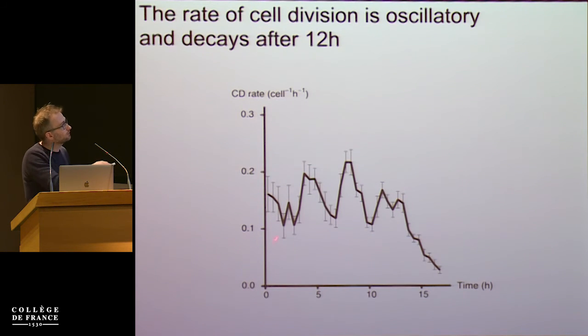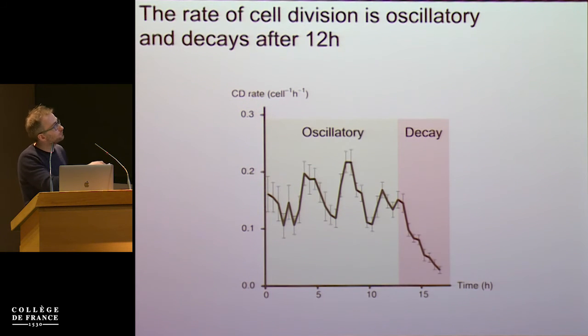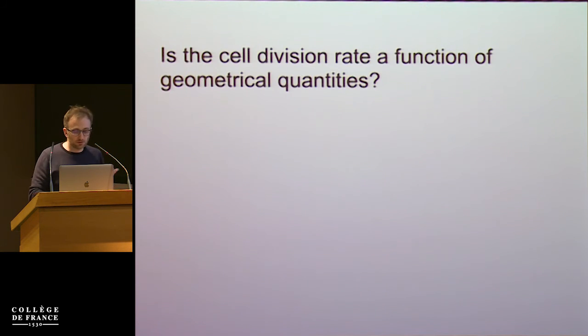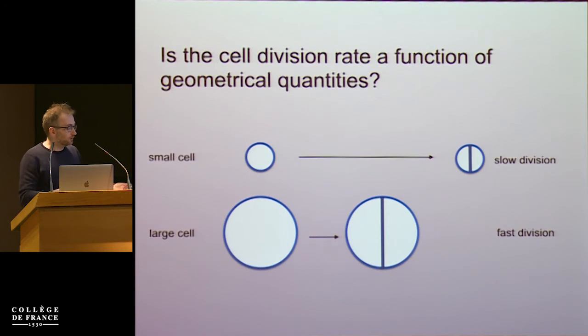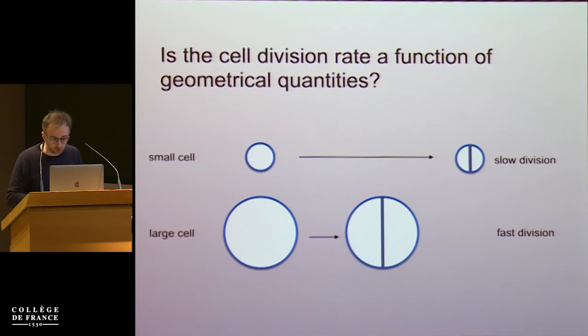Okay, if we now look at the dynamics of cell division, we see that it has quite a complicated pattern. First, the cell division rate as a function of time oscillates, and then it decays. Then we thought, okay, we want to understand this. There's generally the idea, which makes sense, and has also been shown in some tissues, that the cell division rate might be sensitive to geometry, in the sense that a small cell will divide slowly, and a large cell will divide more quickly, and this allows to maintain homeostasis, because that allows to maintain the area of the cells, or the volume of the cells, around a fixed value.